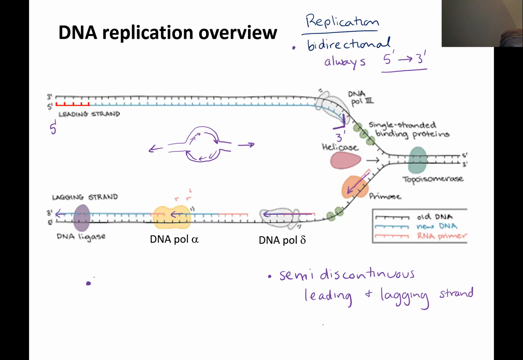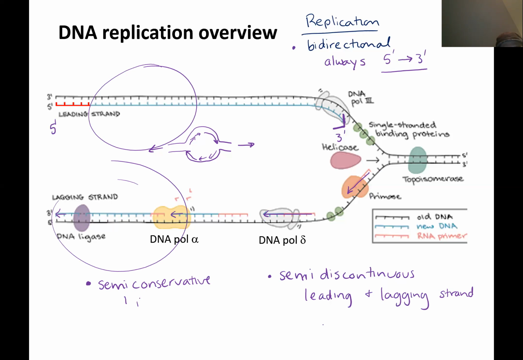The other topic or important point you can see is that DNA replication is semi-conservative, which means that each new double helix is made of one parent and one daughter strand. So one original and one newly synthesized strand.